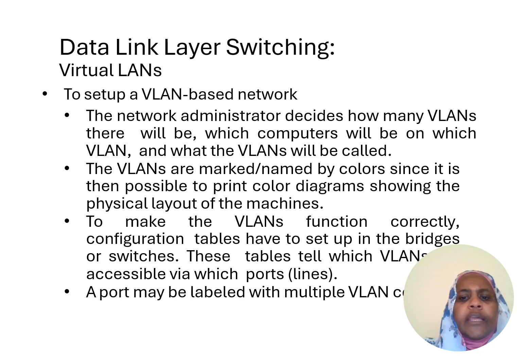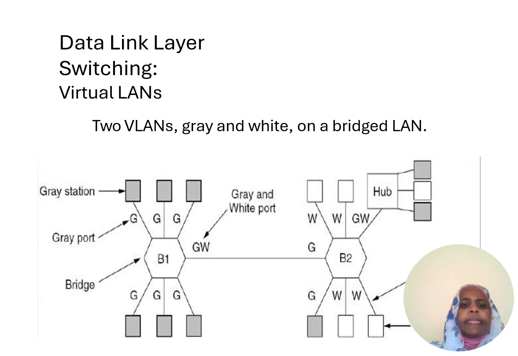A port may be labeled with multiple colors, as we can see here. We have a gray LAN and a white LAN, and bridge 1's port is colored with gray and white because it receives traffic from both gray and white virtual LANs, while bridge 2 is colored only in gray because it receives and sends only to the gray virtual LAN.